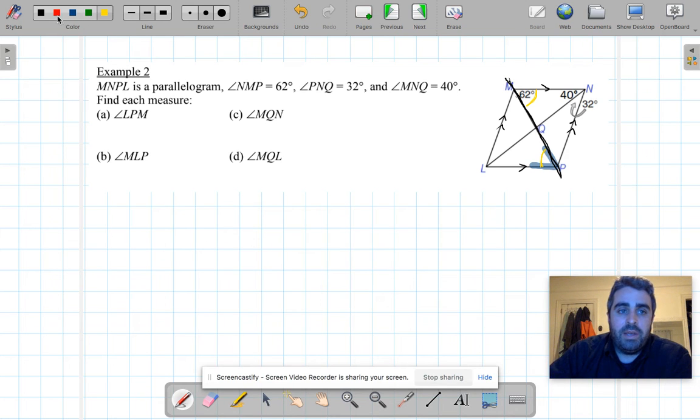So I'm just going to say this measure is also 62 degrees based on the alternate interior angle theorem. So let's look at another one.